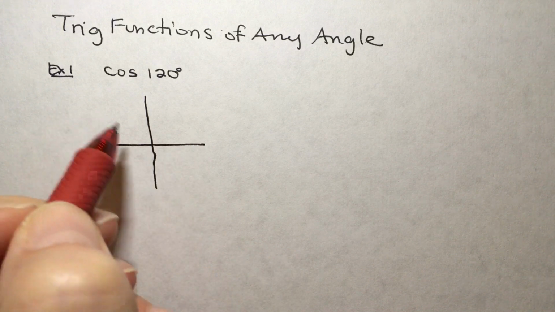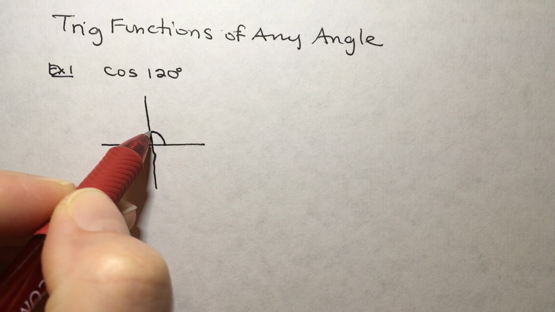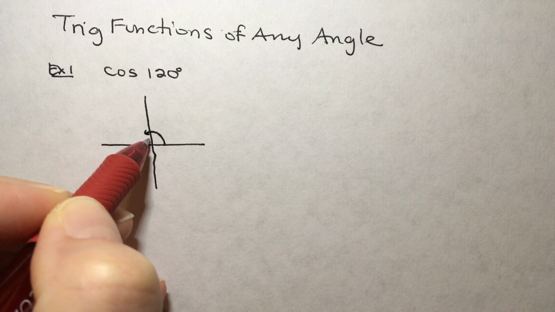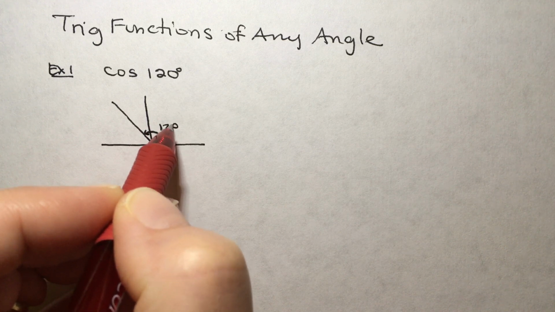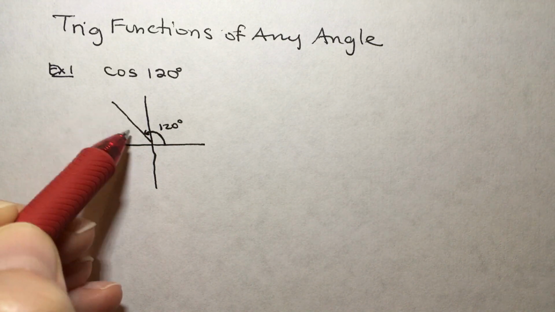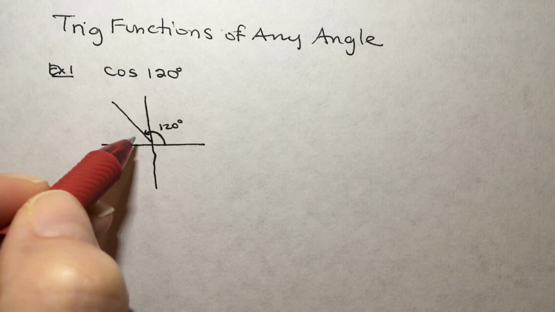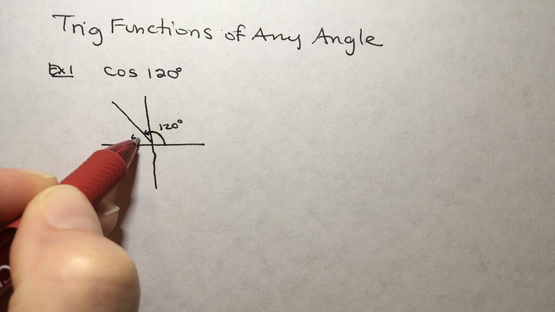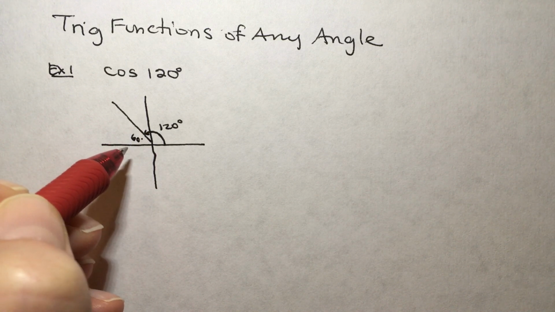And so if we start at 0 degrees and rotate 90 and a little bit more, that takes us into the second quadrant. So about 120 degrees is there. The reference angle between that terminal side and the x-axis is 60 degrees, since 120 plus 60 more will give us 180, halfway around the circle.